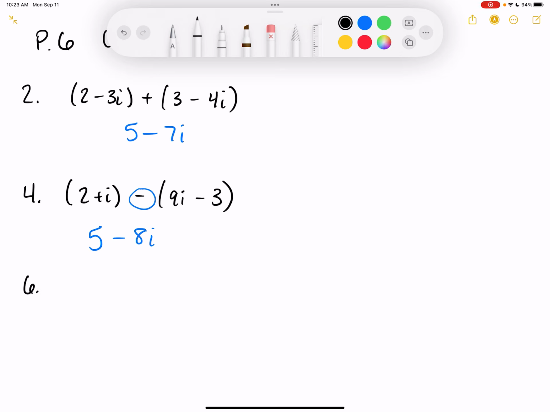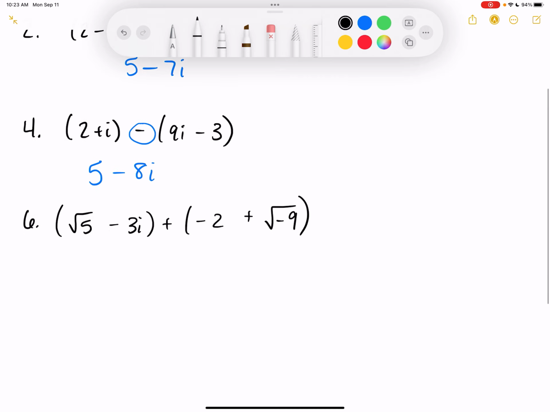With 6, we have the square root of 5 minus 3i plus negative 2 plus the square root of negative 9. So what do you notice about this one? There are square roots, and one of them is negative. Okay, so what do I need to do with the one that's negative? Convert that to 3i. Yep, or, well, no, it's still plus 3i. The negative is the i. So this will be plus 3i in place of that.